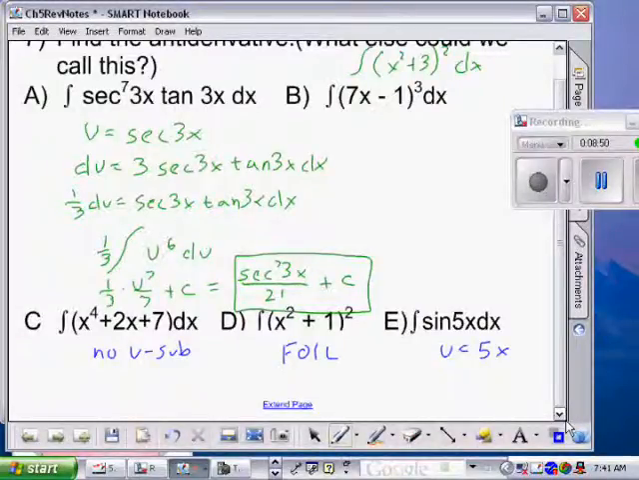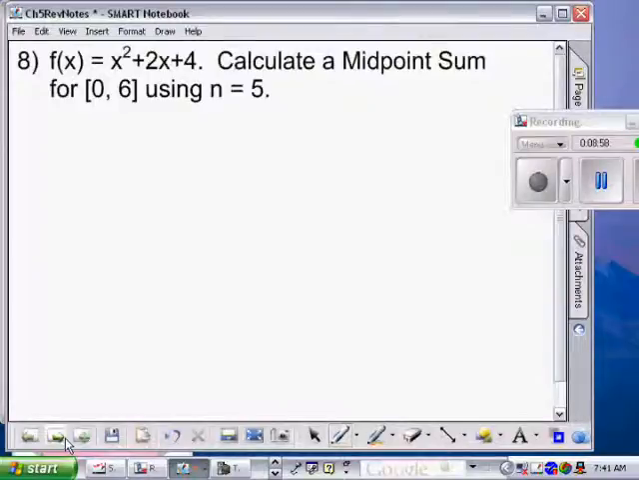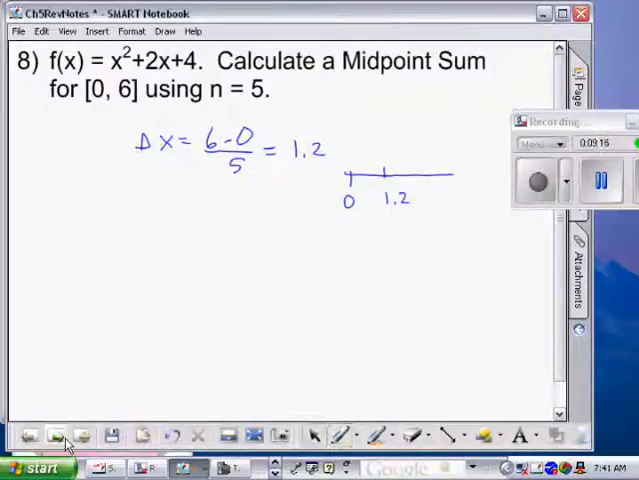Now, do you remember how to do Riemanns? Riemann sums. Let me flip here real quick. Riemann sums, you got to do your delta x. 6 minus 0 divided by 5 is 1.2. And some of you, I know, draw your little interval things here. If you just get the first section down, you should have enough, because after that you can add 1.2s to get your other numbers. So if I want a midpoint sum, what's in the middle of 0 to 1.2? What's the midpoint?